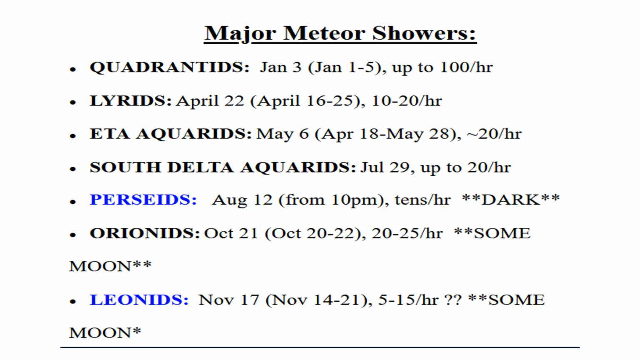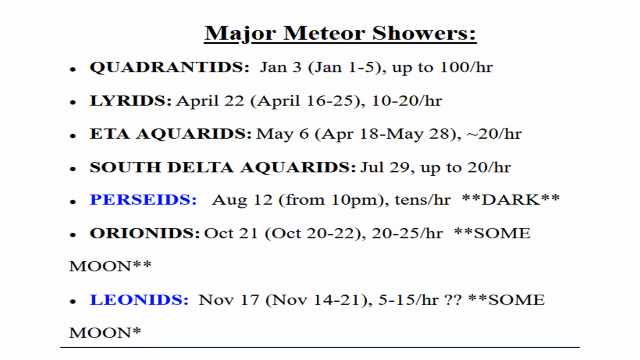Okay, we have the major meteor showers. We have the Quadrantids, the Lyrids, Eta Aquarids, Southern Delta Aquarids, and the Perseids. They have their monthly schedule for when they are to appear. And the Orionids and the Leonids.